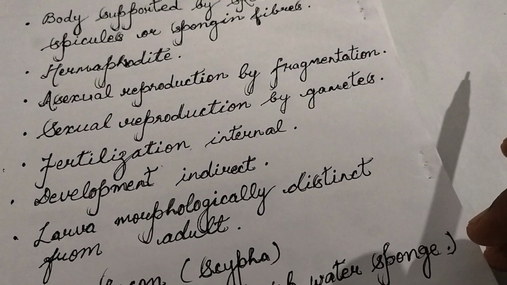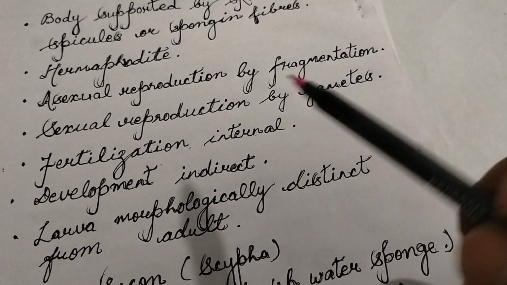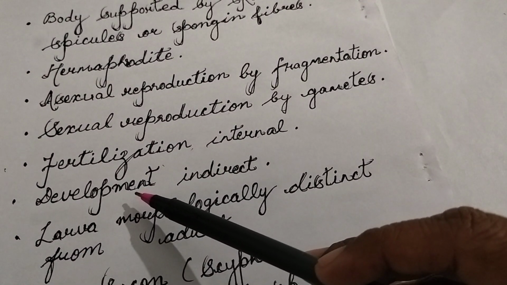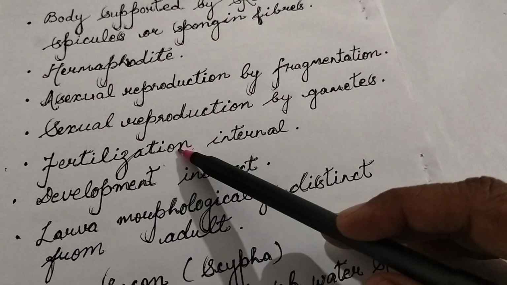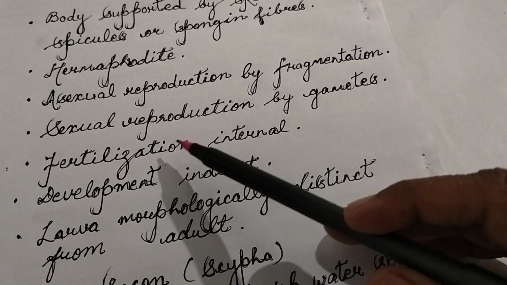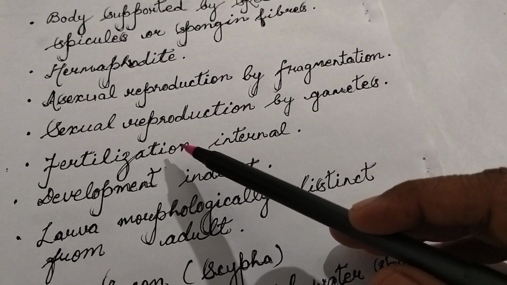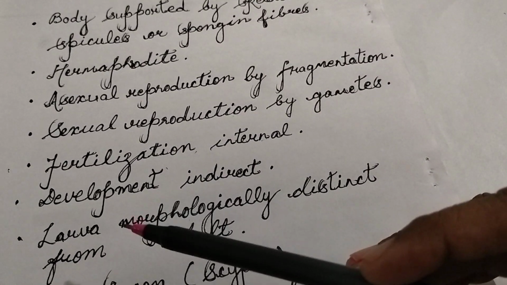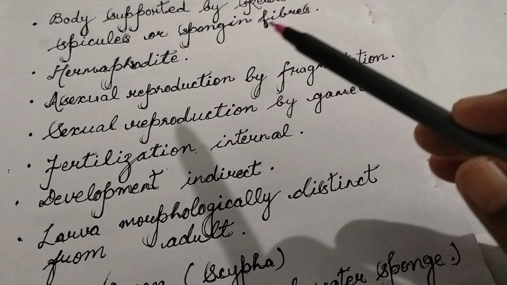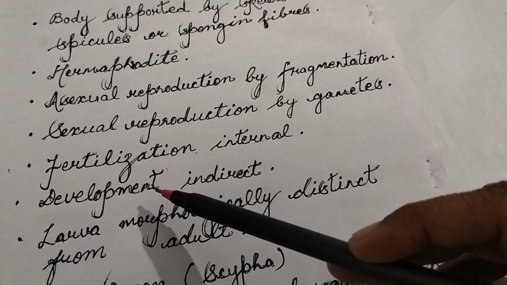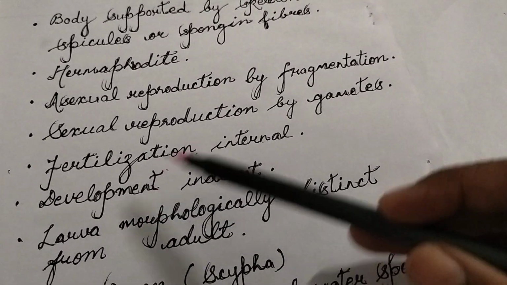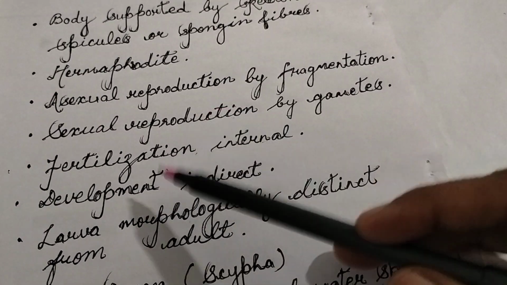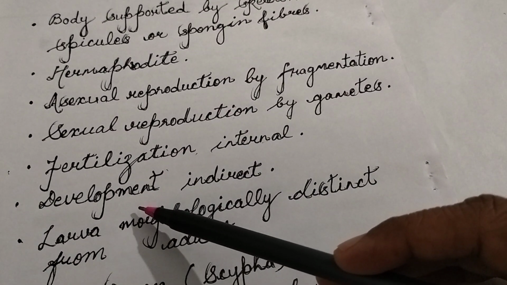Development is indirect. Now what do you understand by development here? Development means what happens after fertilization. After fertilization, a zygote is formed, and this zygote develops into a new individual. That is called development, meaning there are different stages from the zygote to a new individual to adult.